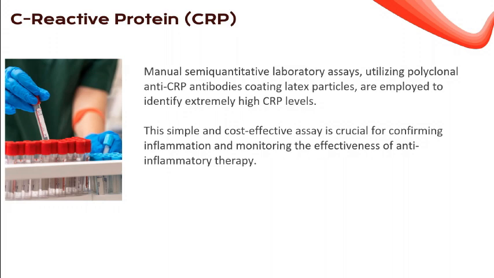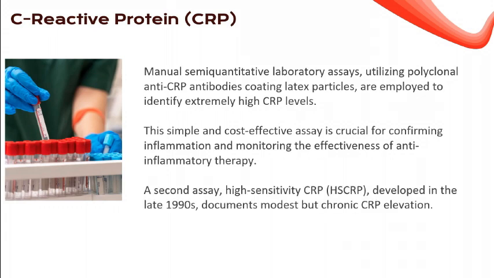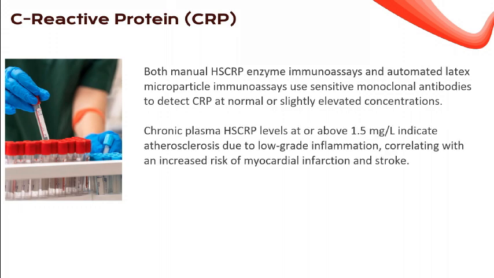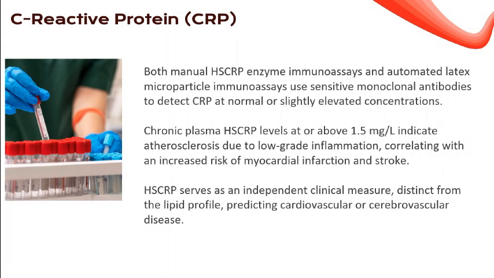But wait, the plot thickens. In the late 90s, we got a new tool, high-sensitivity CRP or hsCRP. This assay documents modest but chronic CRP elevation, using sensitive monoclonal antibodies. hsCRP levels at or above 1.5 mg per liter signal low-grade inflammation, correlating with an increased risk of heart attacks and strokes. It's an independent measure, a soloist distinct from the lipid profile, predicting cardiovascular or cerebrovascular disease.